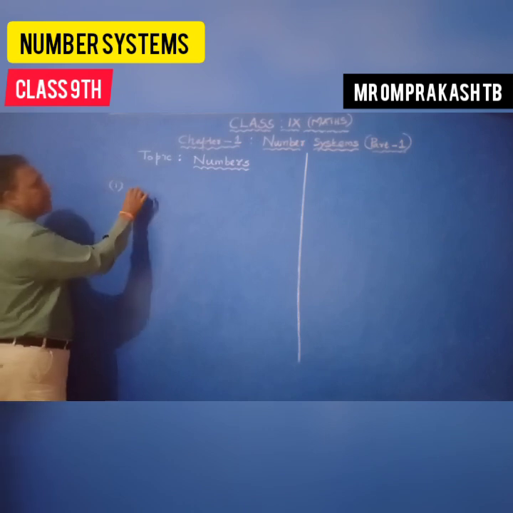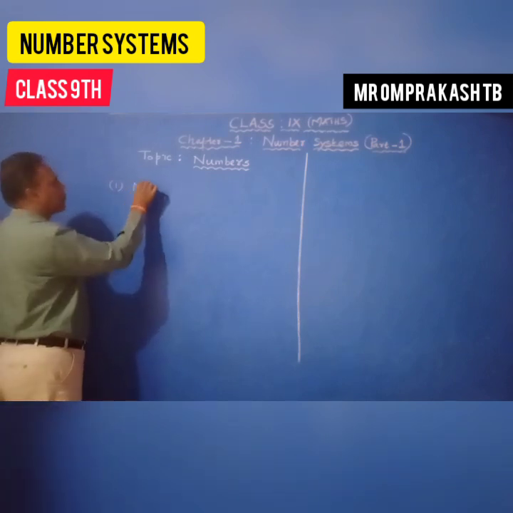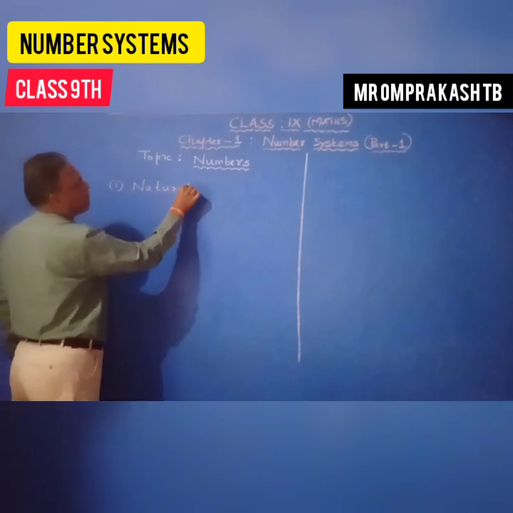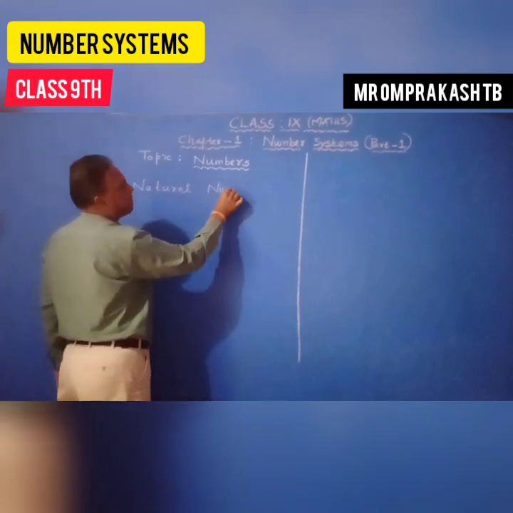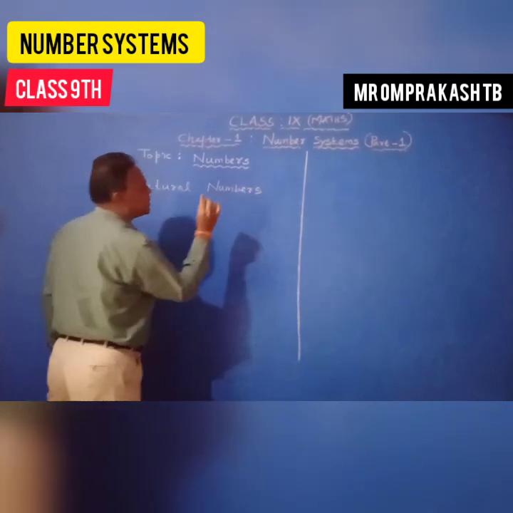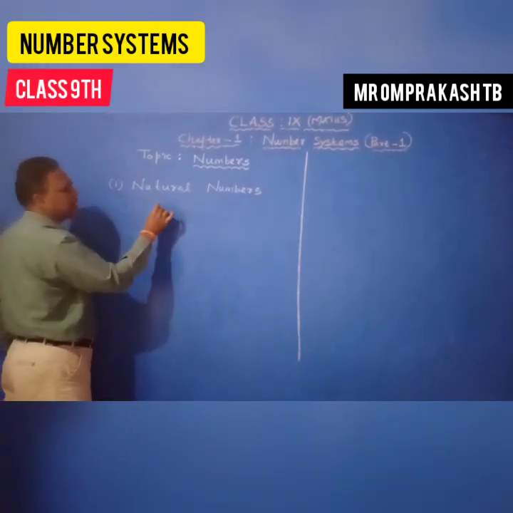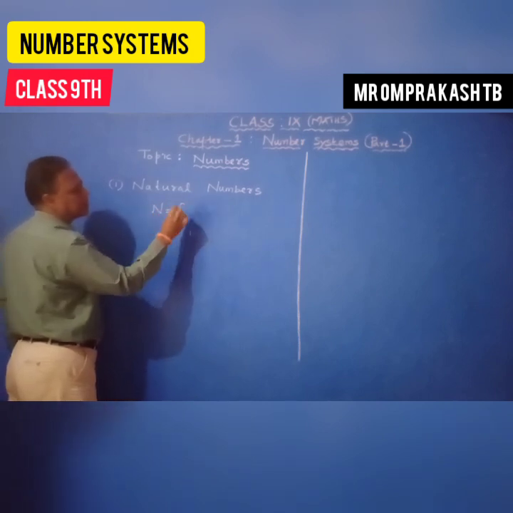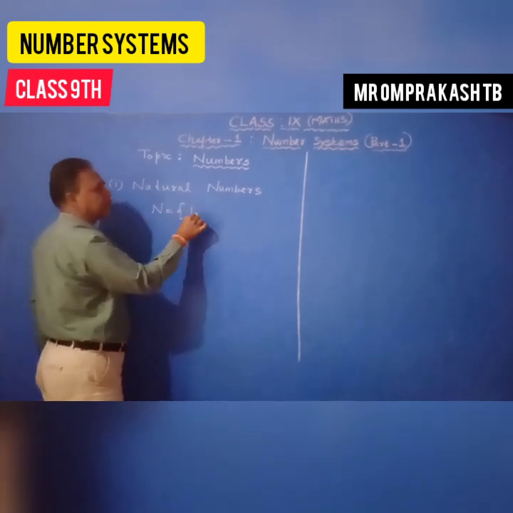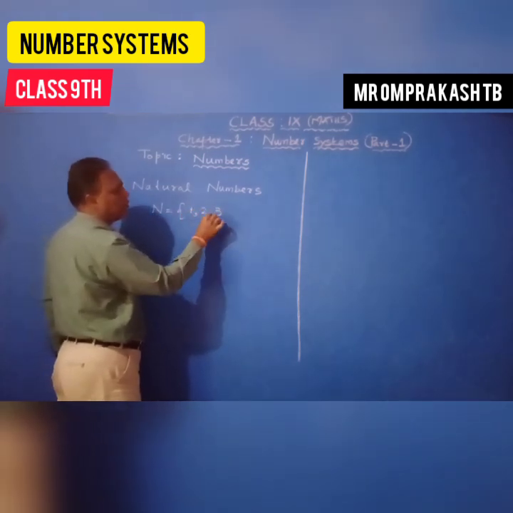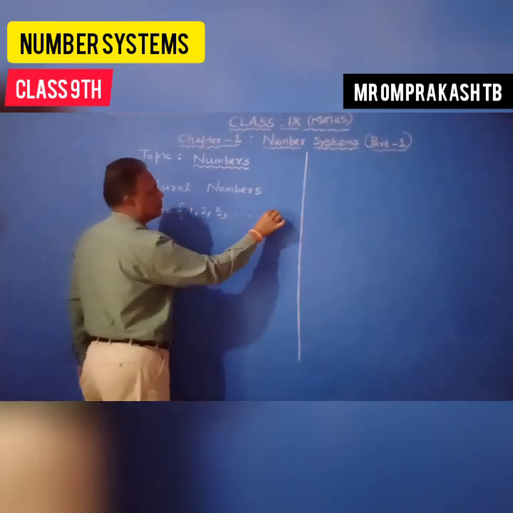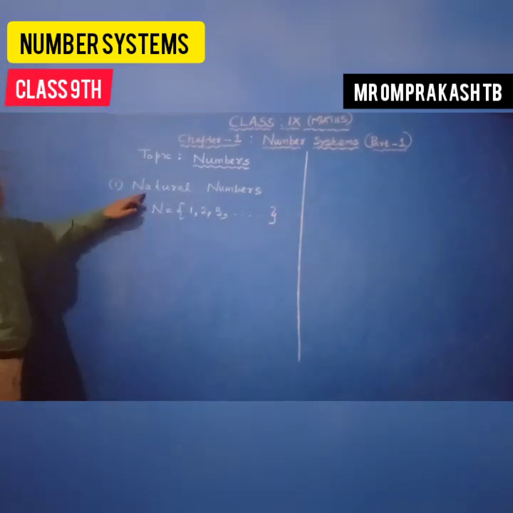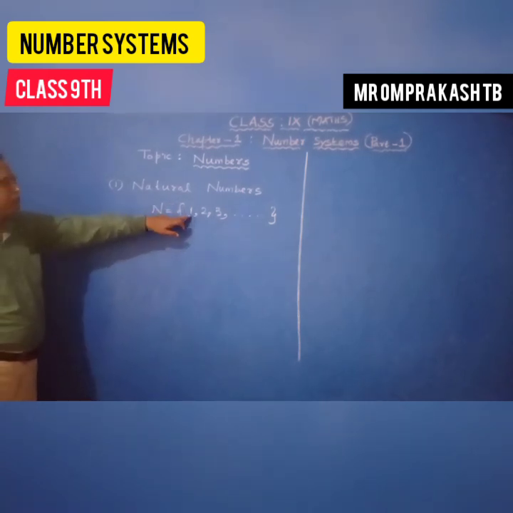First one, natural numbers. It is denoted by capital N, starting from 1, 2, 3, etc. So always natural numbers are denoted by capital N, starting from 1, 2, 3, etc.